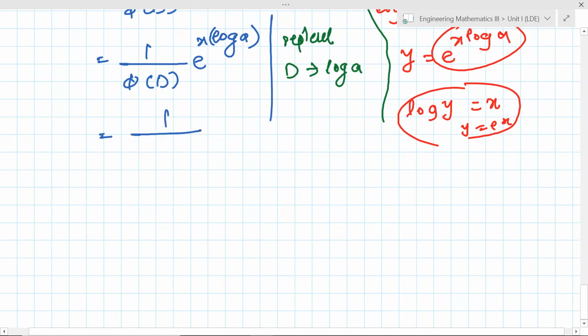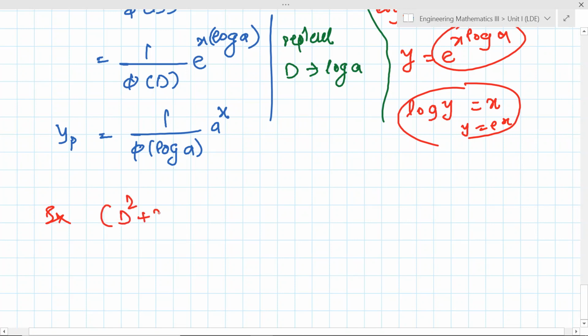So I am replacing this d by log of a into e raised to x log a. E raised to x log a means a raised to x. Now our replacement work is over. Just replace that d by log a, and then e raised to x log a is the same as a raised to x. So this is my yp. Okay, let us see the example for this.